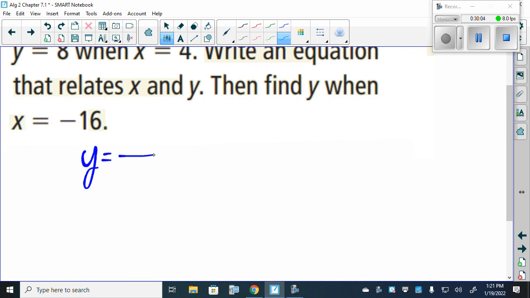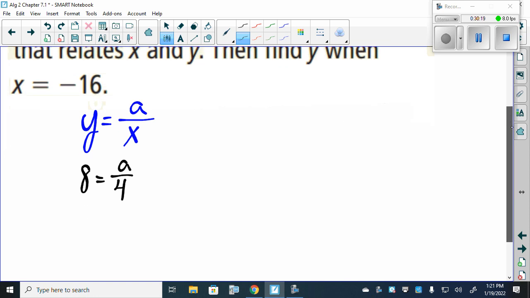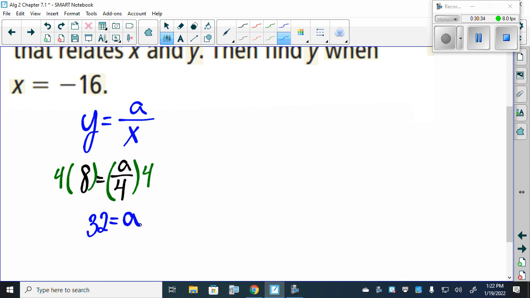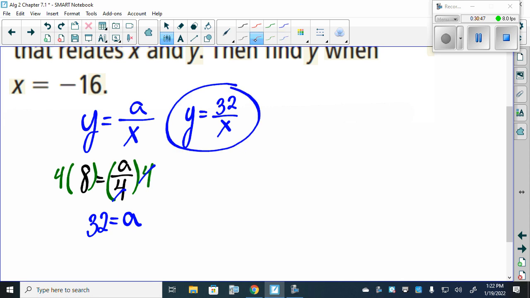So y is equal to a divided by x. Now they did tell us that y is equal to 8 when x is equal to 4. Because we can multiply both sides by 4, and 8 times 4 is 32. Here the 4 and 4 would cancel out, telling us that we have a. So y is equal to 32 divided by x. And that would be the equation itself.